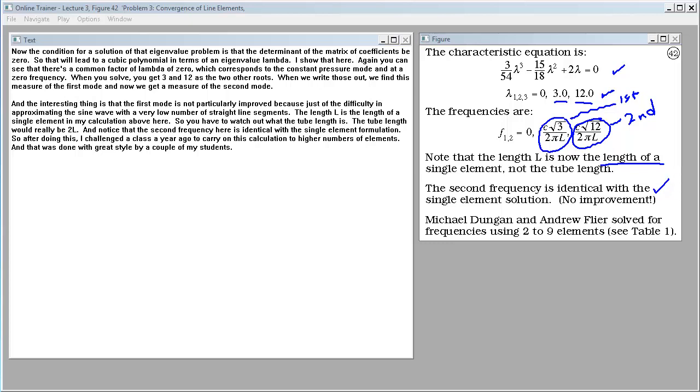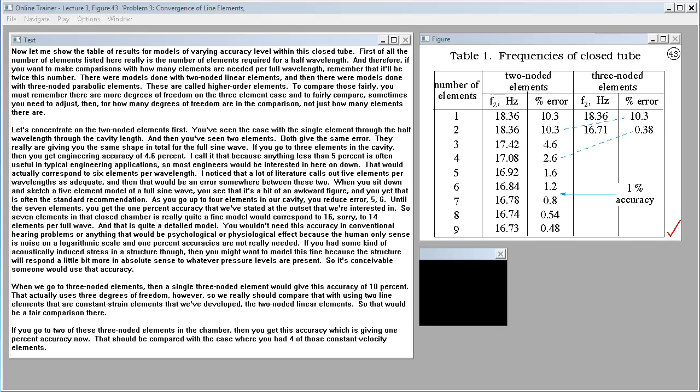So after doing this, I challenged a class a year ago to carry on this calculation to higher numbers of elements, and that was done with great style by a couple of my students. Now let me show you the table of results for our models of varying accuracy level within this closed tube.